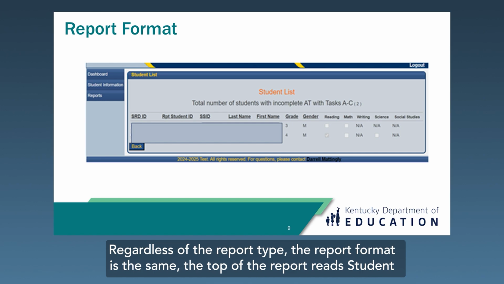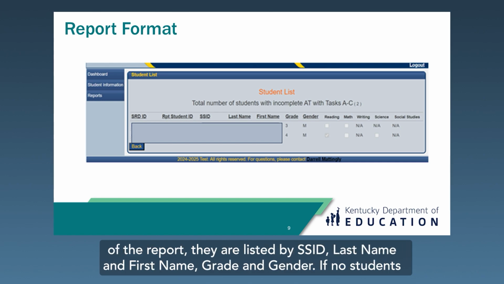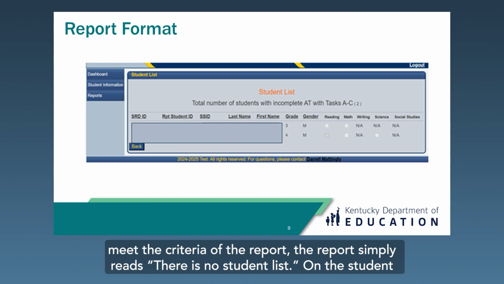The top of the report reads Student List with the name of the report directly below. If there are any students who meet the criteria of the report, they are listed by SSID, last name, first name, grade, and gender. If no students meet the criteria, the report simply reads, "There is no student list."